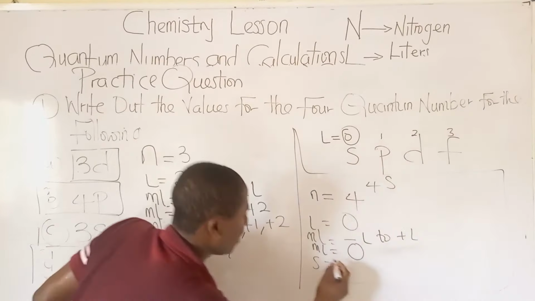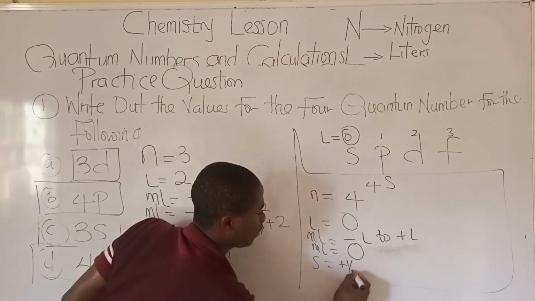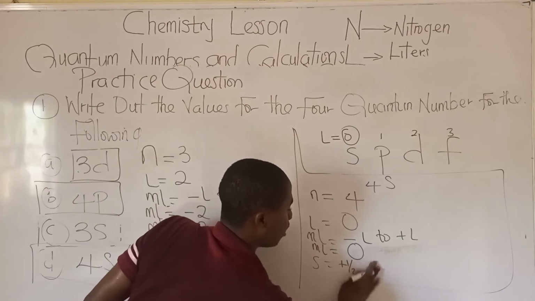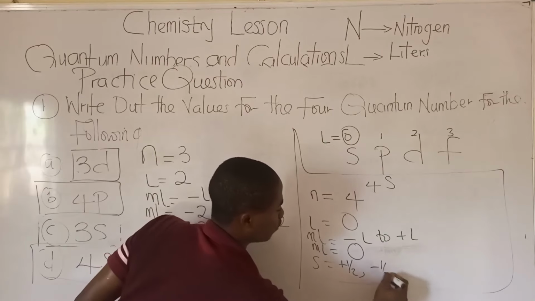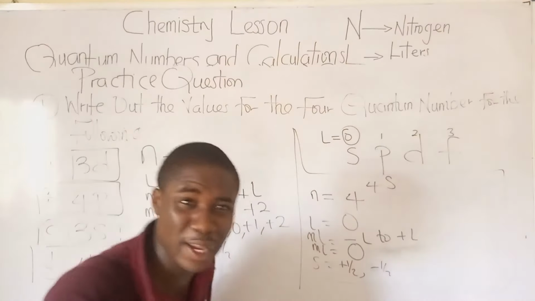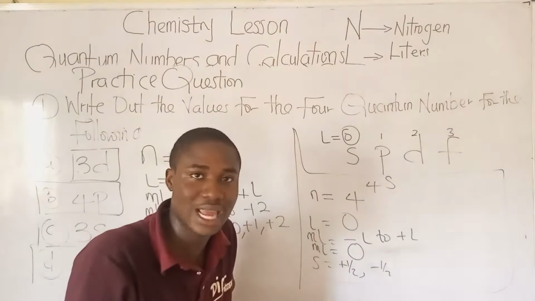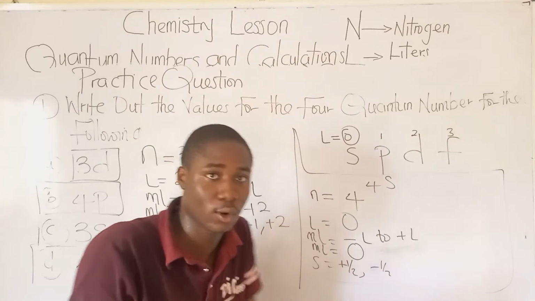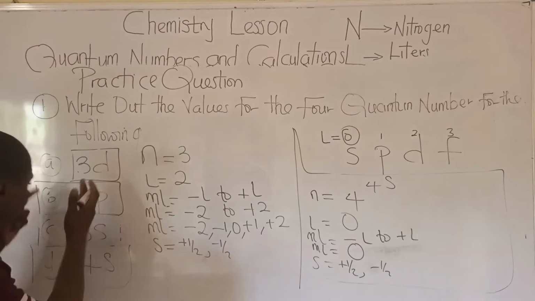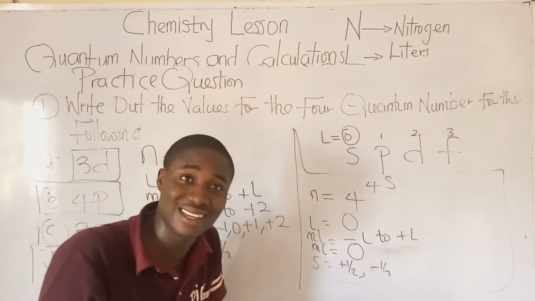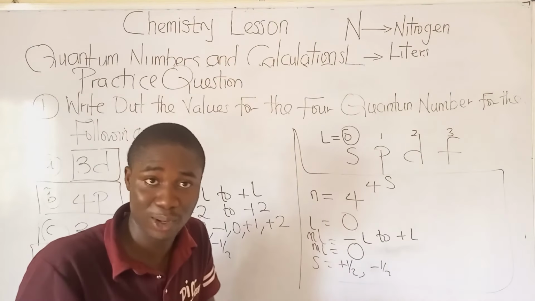Now, remember, the s value doesn't change: plus 1 over 2 and minus 1 over 2. These are our s values, that's the spin quantum number values. So you can see how questions like this work without stress. It's not difficult. So with all this said, you do well to tackle B and C and provide the answer in the comment section below.